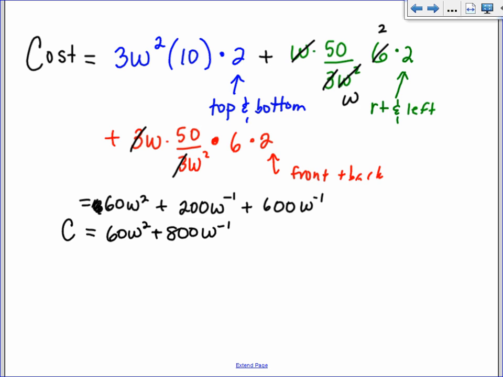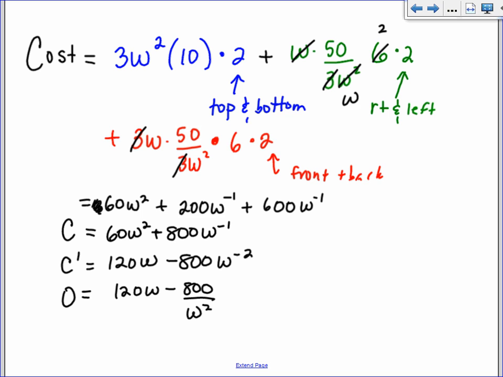All right, so that's cost. Okay, we haven't taken the derivative at all. So now we take the derivative. So C prime is going to be 120 w minus 800 w to the -2, and I want to set it equal to 0. So remember, whenever I have a negative exponent, you always want to write it so that you have a positive exponent on the denominator, and then you want to get common denominators. So you're going to multiply by w squared over w squared, so that you get 0 equals 120 w cubed minus 800 all over w squared.